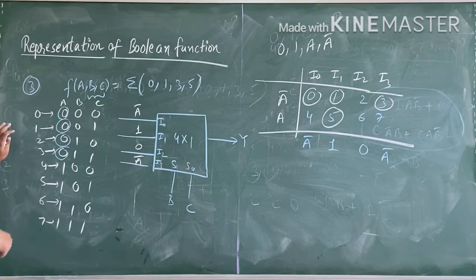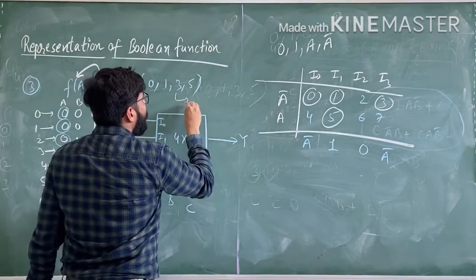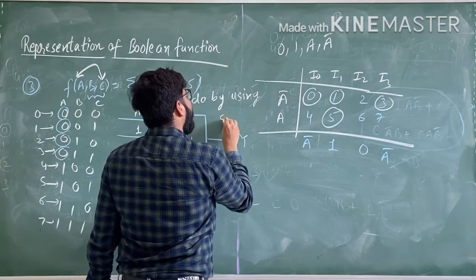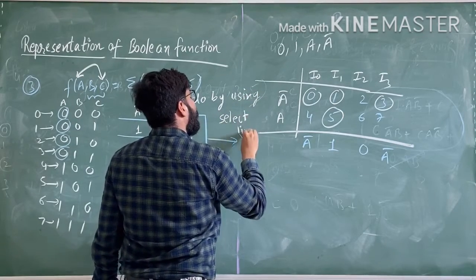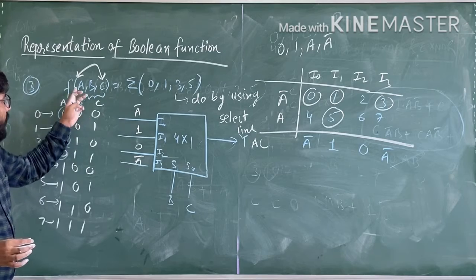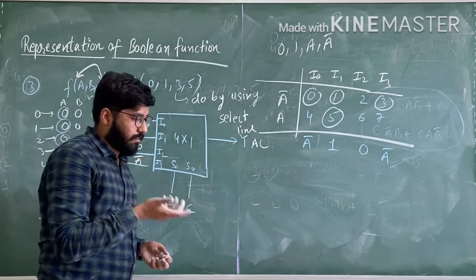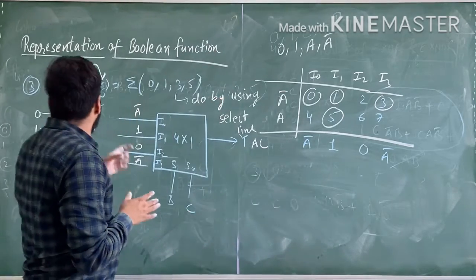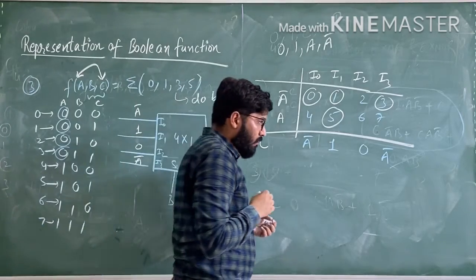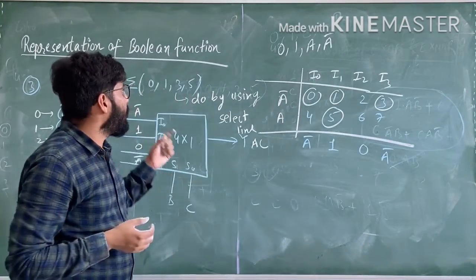You have to do this question by making select lines A and C, and verify your result. Okay, I did select lines AB and BC. You have to make select lines AC and do the same question and revise the concept. So this is about the representation of Boolean functions using muxes. Okay. So I hope you understand this topic. In the next video, I will come with the GATE numericals which are based on the multiplexer.